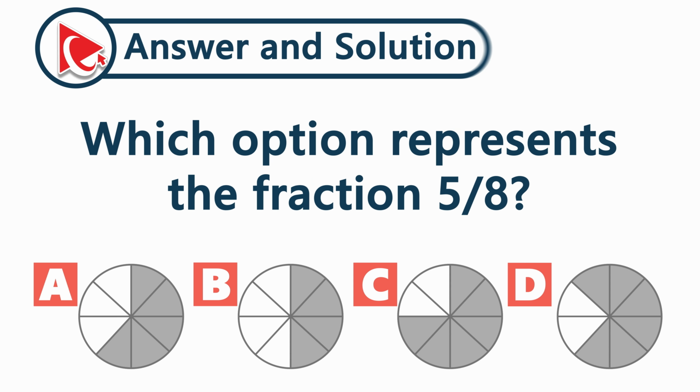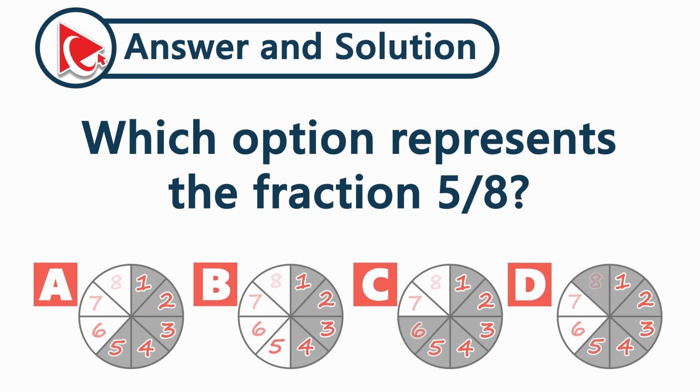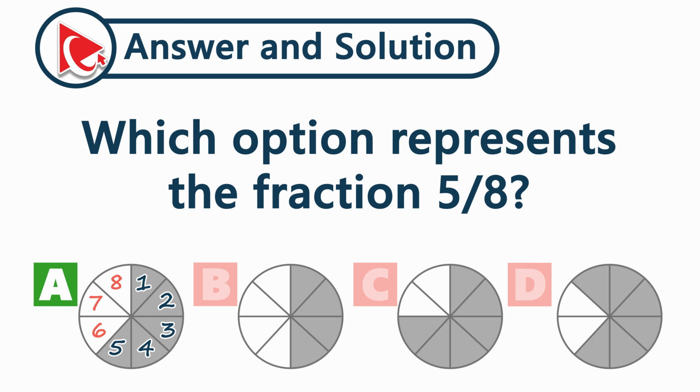Here's what you can do to solve it correctly. Take a close look. Count the total slices. Then count how many are shaded. Which circle shows exactly 5 out of 8 parts? If you have selected option A, well done. Let's break it down. The circle has 8 equal parts. 5 of them are shaded. That's exactly what 5/8 means.